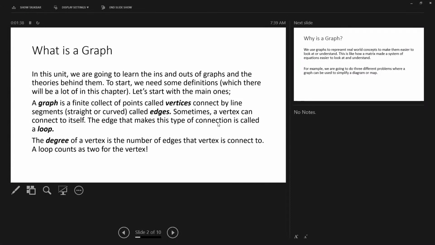In this unit, we're going to start to learn the ins and outs of graphs and the theories behind them. To start, we're going to need some definitions, and there will be a lot of them. You can see I put definition spots on those packets for you. It might be kind of hard to see the definitions, but just do the best you can, okay? Ultimately, I'm not going to put any definitions on the test. You really just need to know what the words mean. But you'll be hearing me say them enough that you'll probably know what they mean by the end of this.